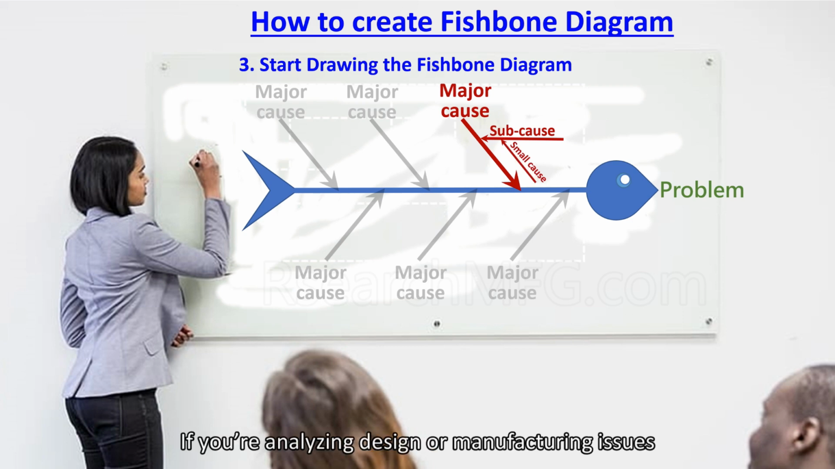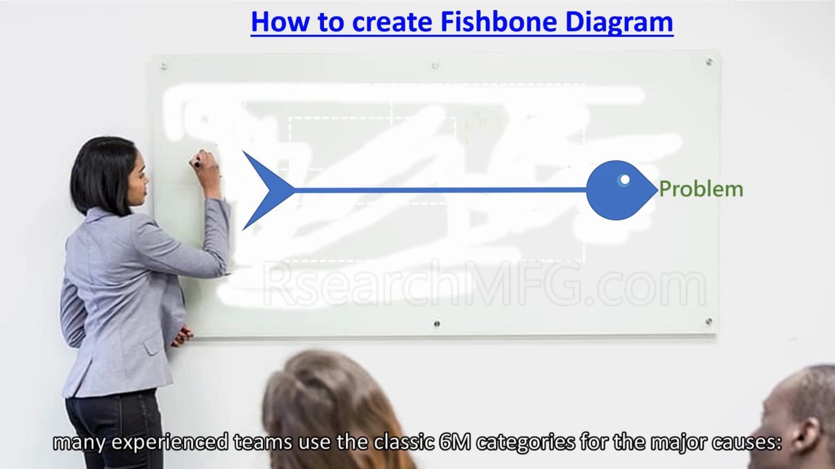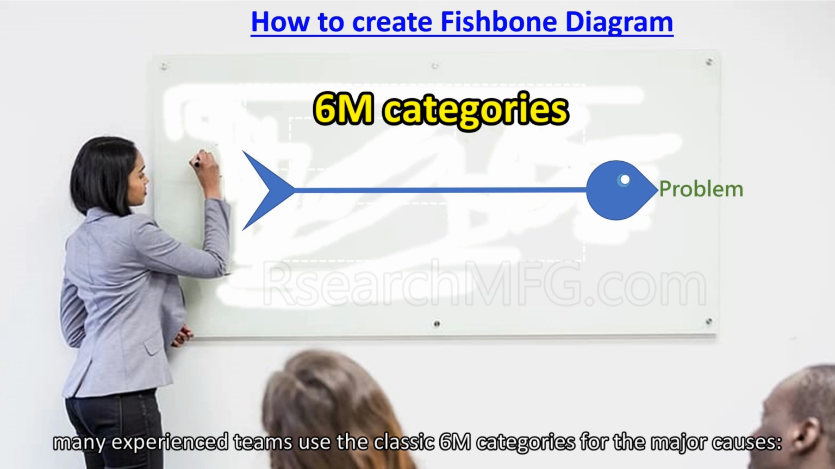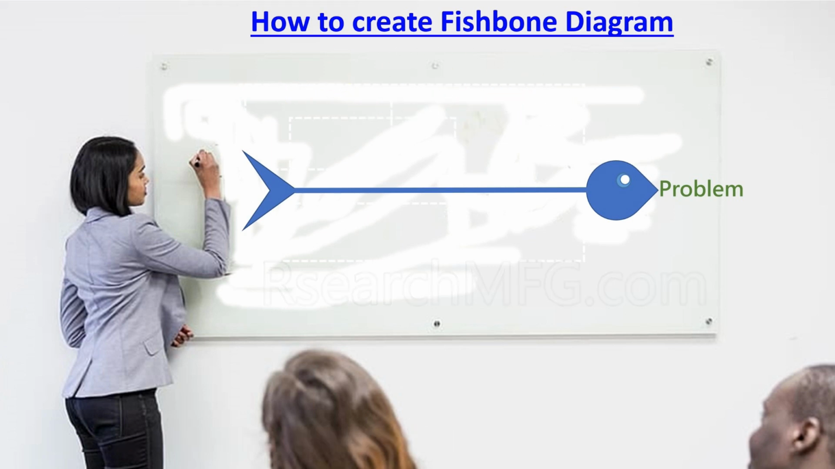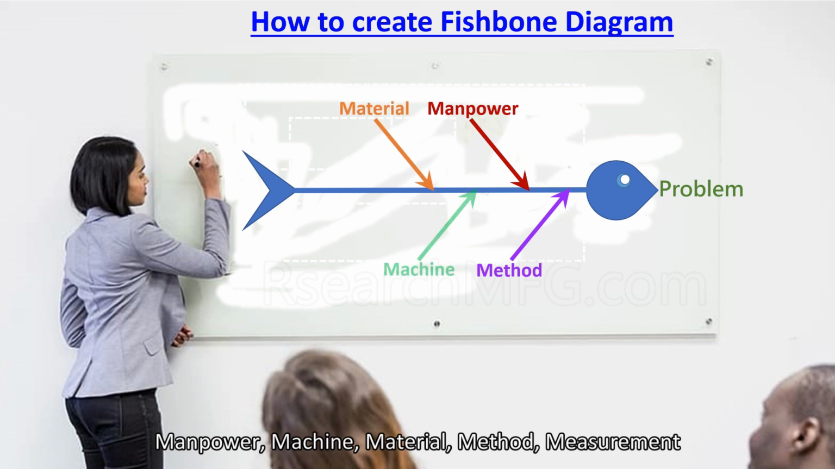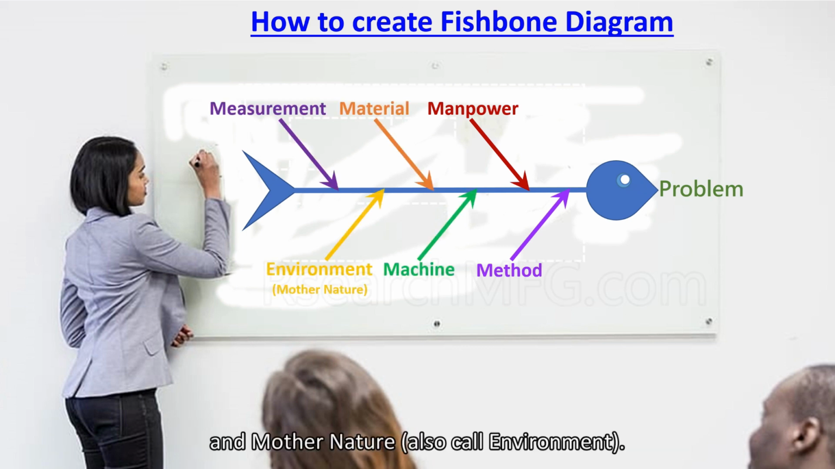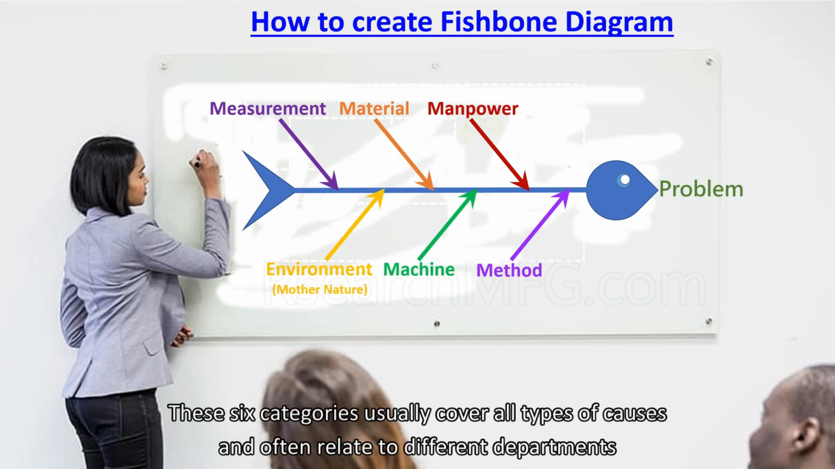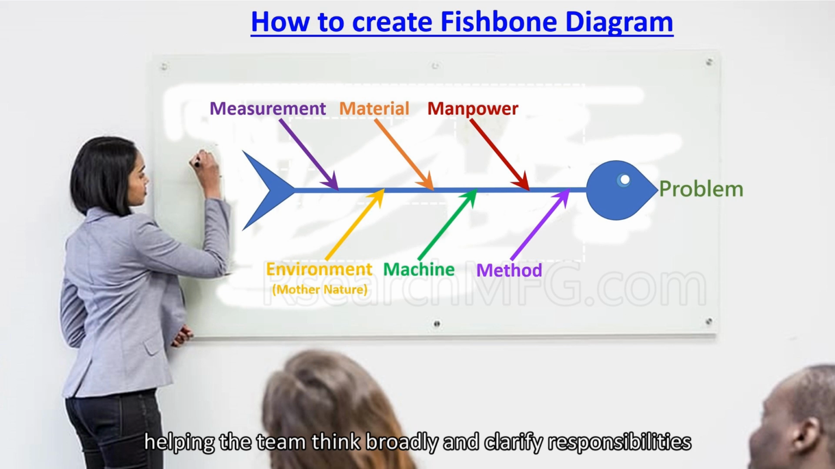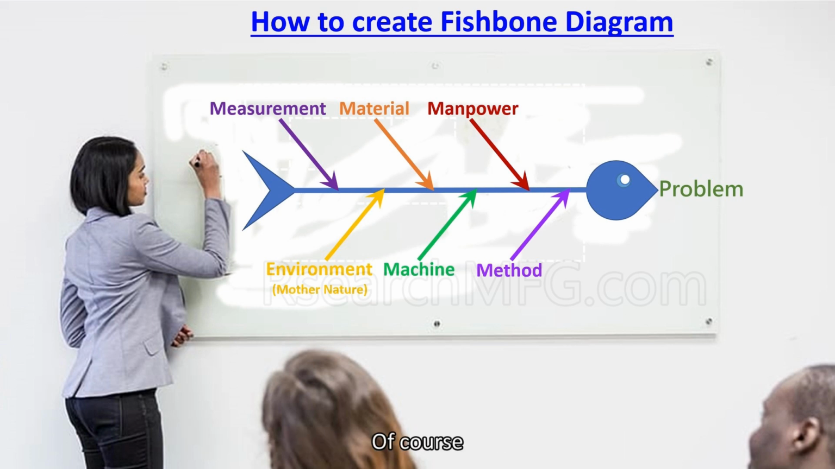If you're analyzing design or manufacturing issues, many experienced teams use the classic 6M categories for the major causes: manpower, method, material, machine, measurement, and Mother Nature, also called environment. These 6 categories usually cover all types of causes and often relate to different departments, helping the team think broadly and clarify responsibilities. Of course, you're free to group your main causes differently. It doesn't have to follow the 6M structure.